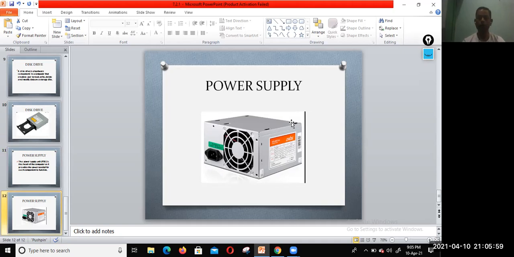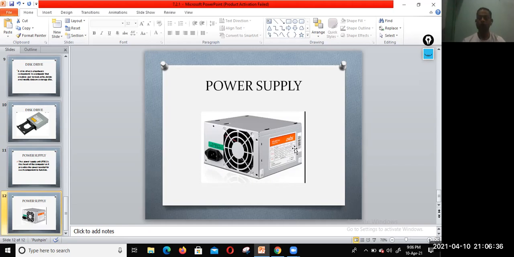The power on button for the computer is usually on the front panel on a desktop, and above the keyboard on a laptop. And in a computer, the part that manages power supply is also known as SMPS, that is the switched mode power supply.